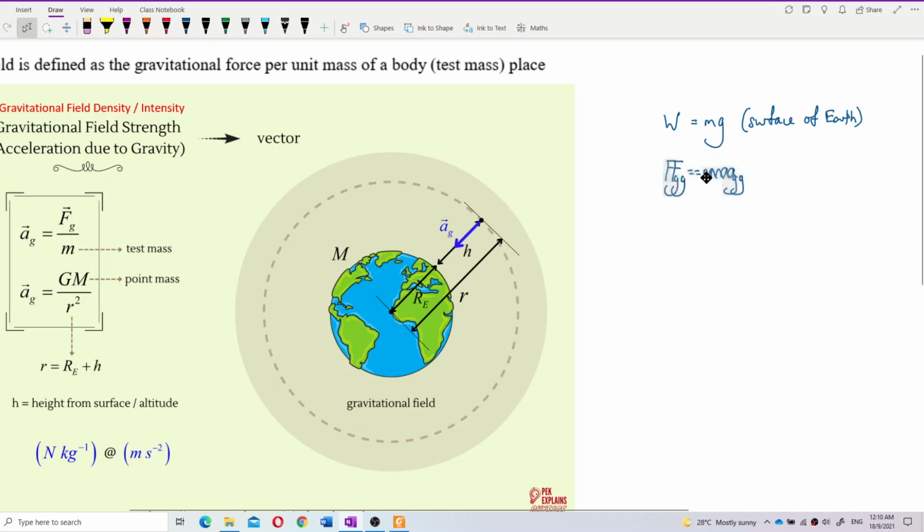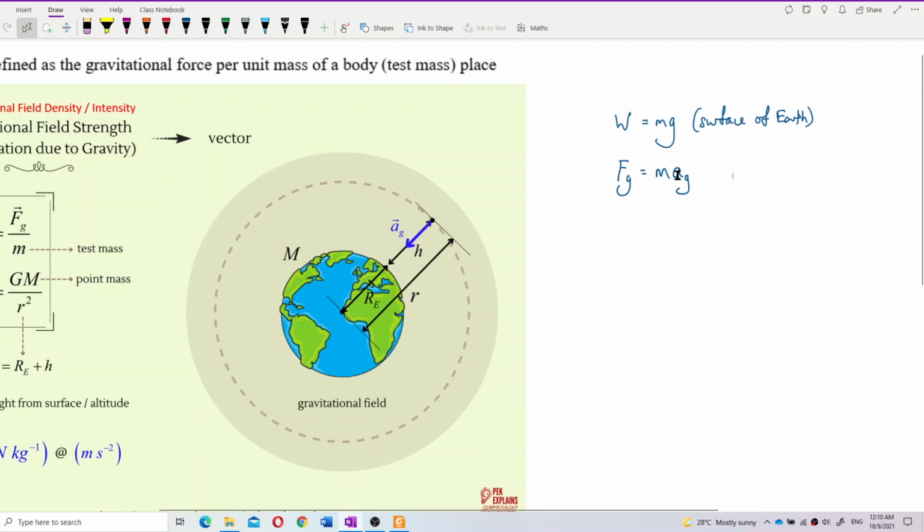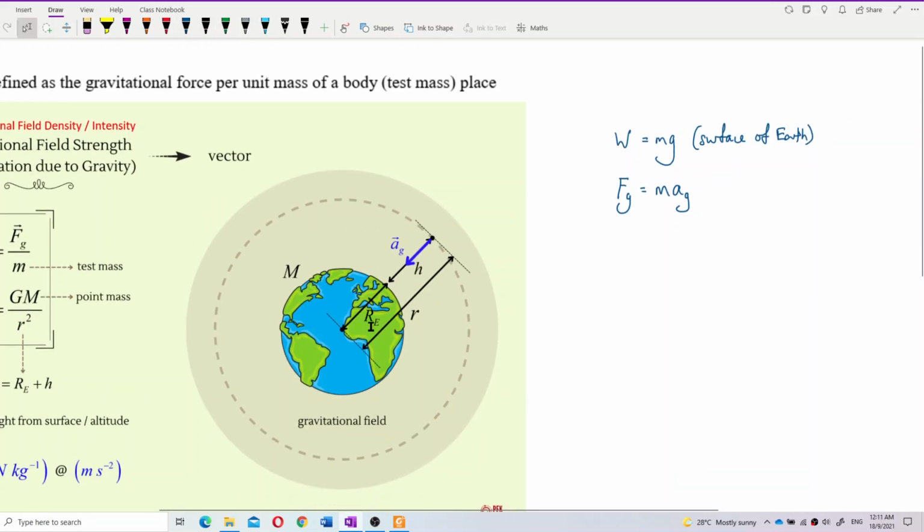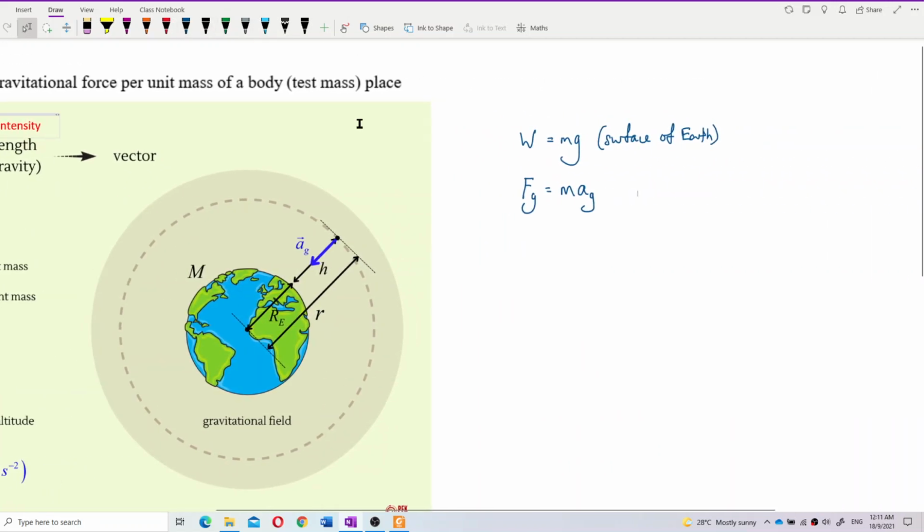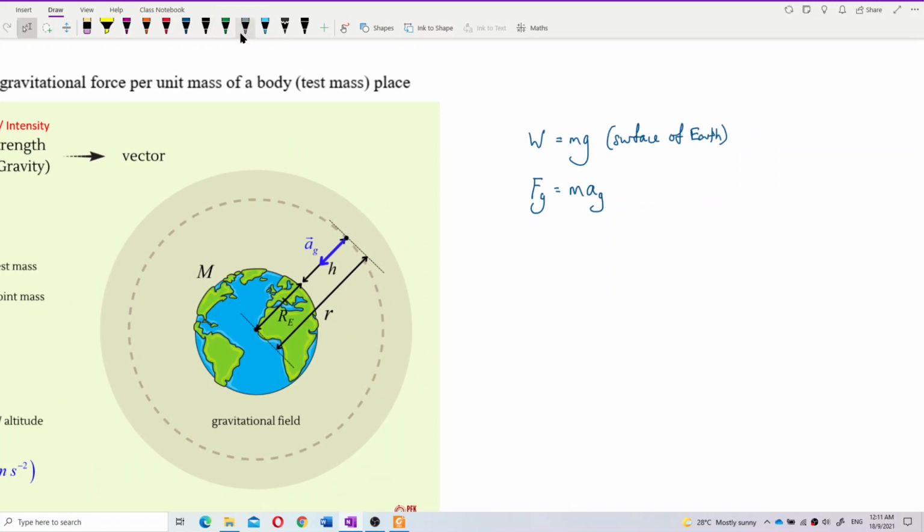Okay, but why do we change the formula a bit? Because the gravitational field strength is not the same when you go away from the Earth. Only on the surface of Earth, when the distance to the center of Earth is the radius of Earth, the gravitational field strength is the value g, which is 9.81. But when you go away and away from the Earth, the gravitational field strength becomes a lower value.